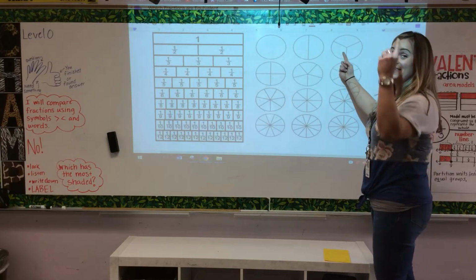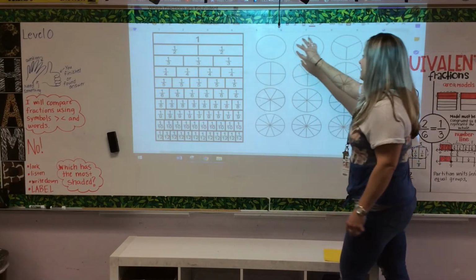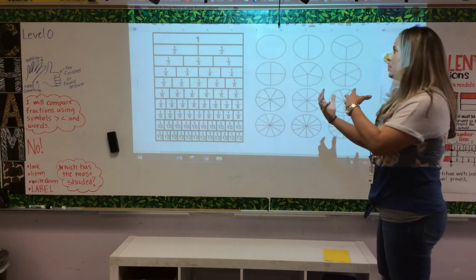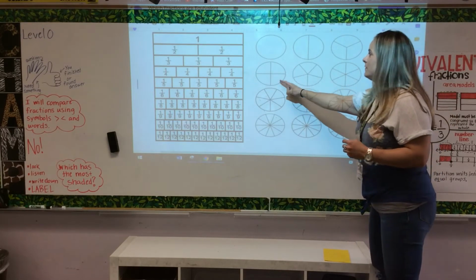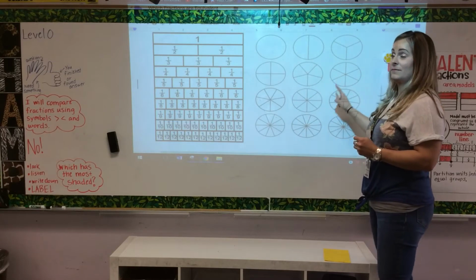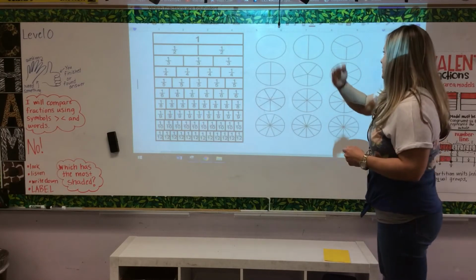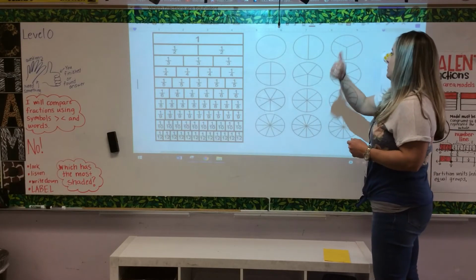No, because you had to cut the same pizza into more pieces. So the more pieces you have to cut, the smaller and smaller they become. Look at that. It's like a little flip book, right? They get smaller as they get up there in numbers.